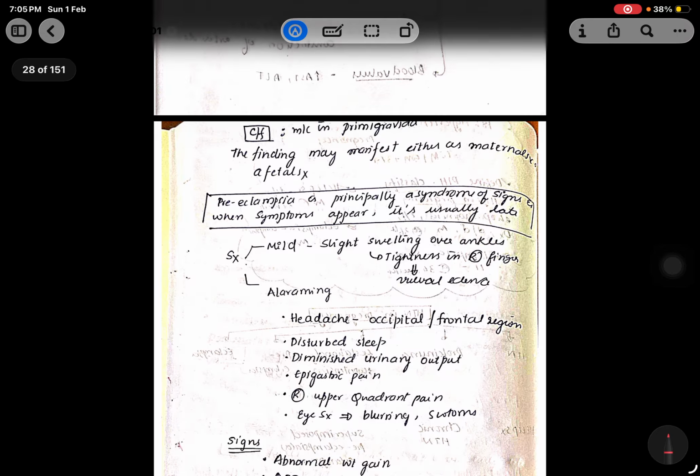Again, it is most common in primigravida. Here it is a screening based diagnosis. A preeclampsia patient should always be screened and picked up. If you wait for clinical features, you will lose the patient or baby. So make sure you are very alert.